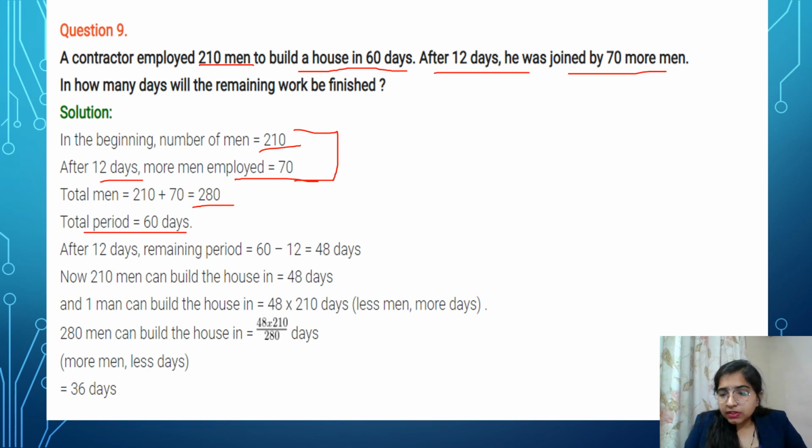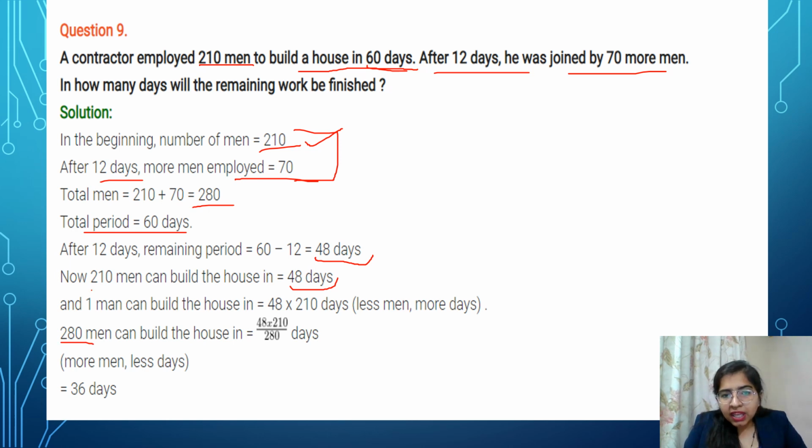Okay. Listen to me carefully, one thing, all of you. Read the question again. A contractor employed 210 men to build a house in 60 days. After 12 days, he was joined by 70 more men. After 12 days, students, still 60 days, no? Total was 60 days. For 12 days, only 210 men have done the work. After 12 days, how many days are left? 48 days. For 48 days, you have to find 280 men's work, right?